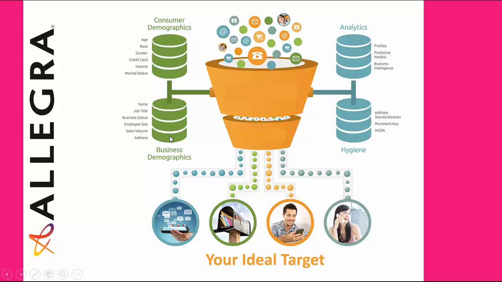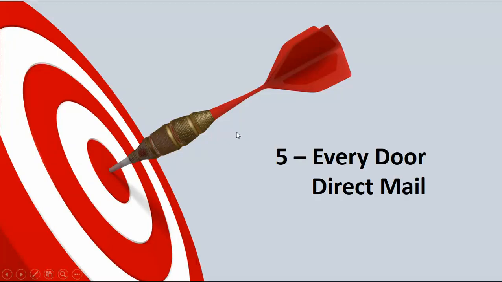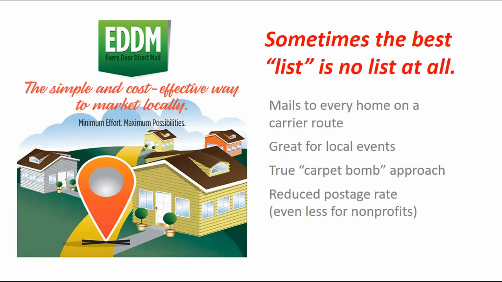The 5th prospecting tool is every door direct mail. Sometimes best list is no list at all. This isn't always a good solution, but everybody wants to hear about it because the post office has done such a great job at marketing the low-cost postage. So this is truly a carpet bomb approach.